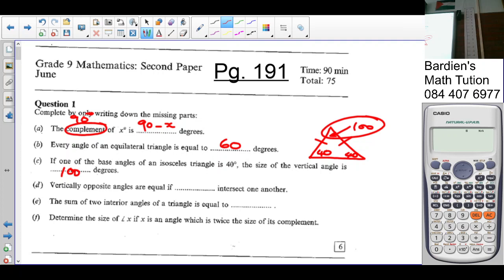You will agree with that? Vertically opposite angles are equal if two lines intersect one another. Remember that theorem? Vertically opposite angles are equal, not so? When two lines intersect one another. Okay?